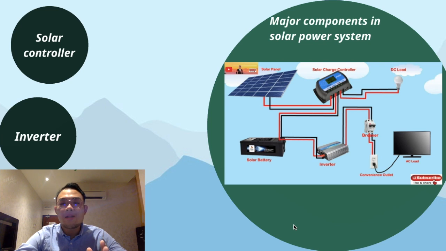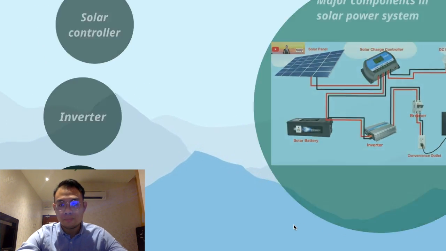And then the battery is connected to the inverter. The inverter is a device that actually converts DC to AC. And then after that, the inverter is connected to the circuit breaker, which is the fuse, and then to your unit, which is your AC load.